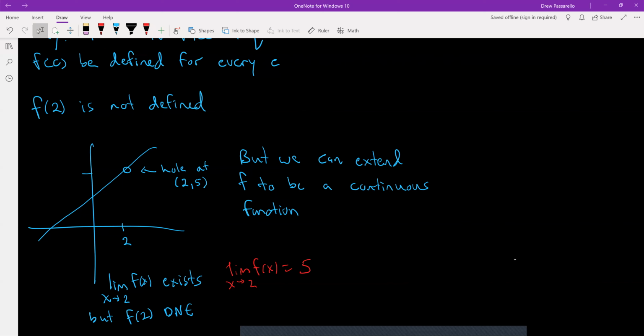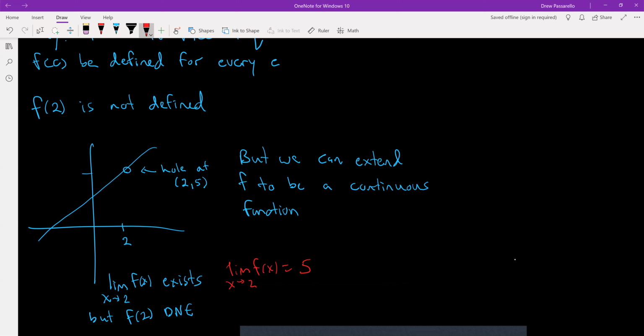Now, is there a way that we can make this function continuous? You can make this function continuous just by closing the dot, so that where the open dot is, you just enclose it, and that'll make the entire function continuous. This is called a removable discontinuity.